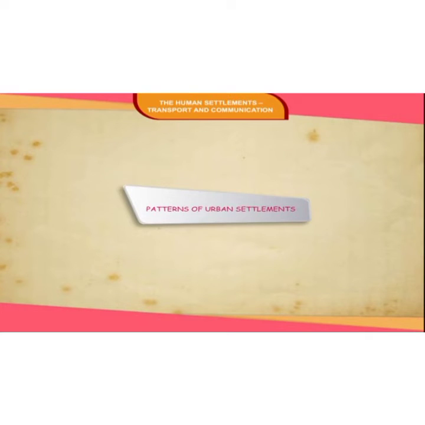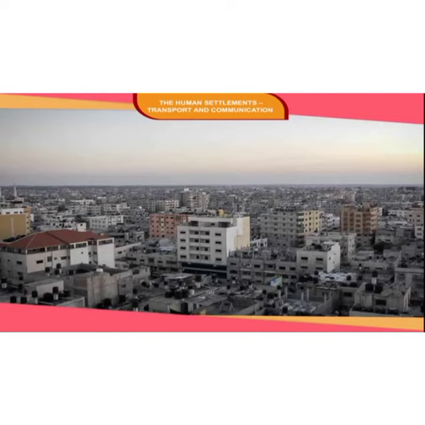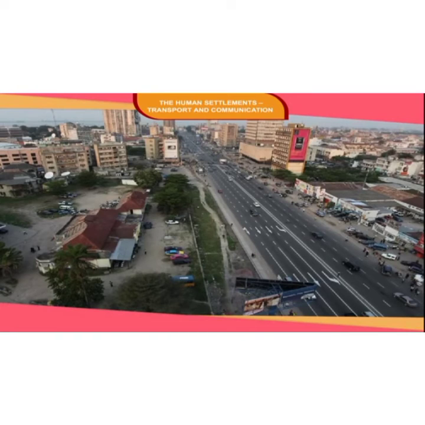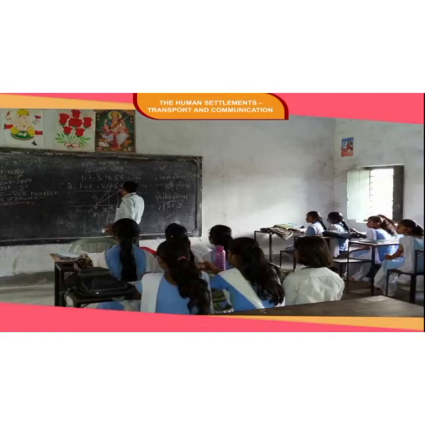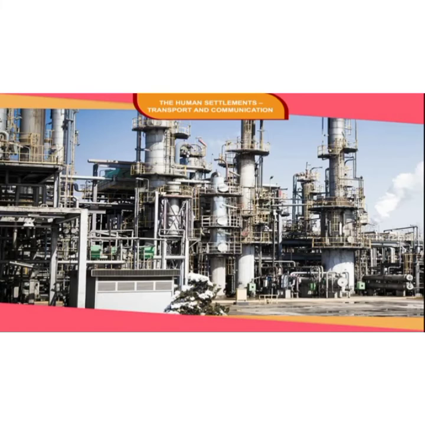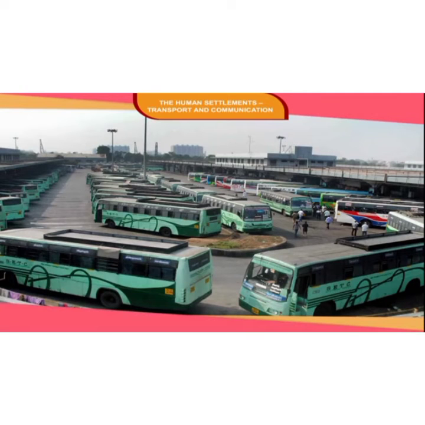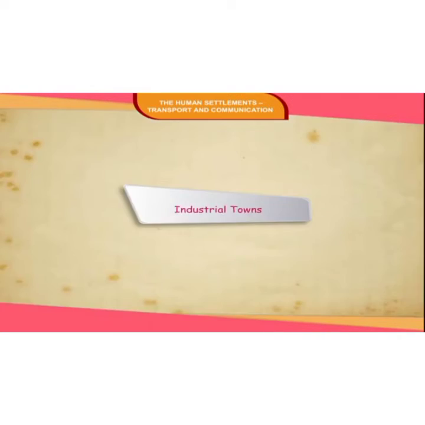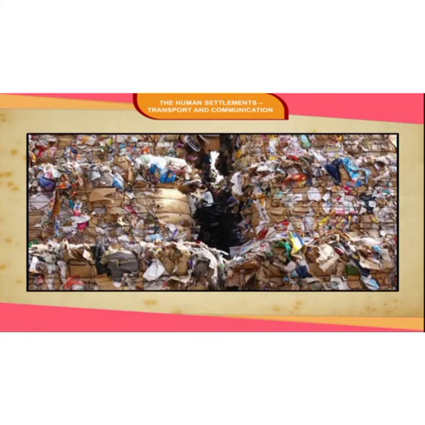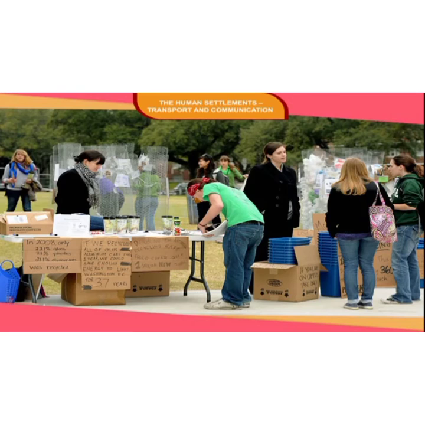Patterns of urban settlements. Cities are large and compact in size. They have all the amenities of life and they also support non-agricultural functions such as education, hospitals, industry, transport, etc. Urban centers can be classified on the basis of their functions. Industrial towns. They are largely concerned with the processing of raw materials into finished products. Bhilai, Ludhiana, Jamshedpur, etc. are primarily industrial towns.